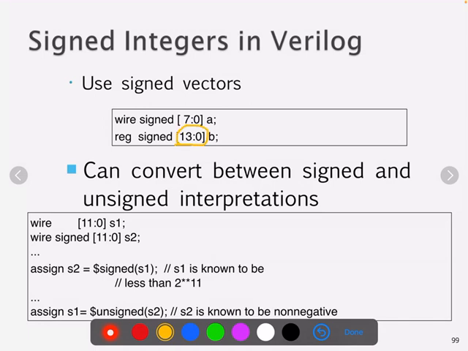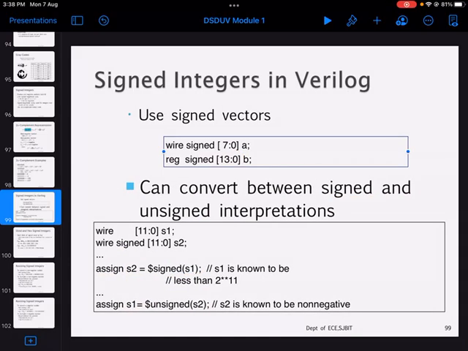It is possible for us to convert between signed and unsigned interpretations. In the previous slide what we have seen is unsigned integers. Here it is signed integers. You can see over here wire signed s2. Similarly, $signed is a system task. So unsigned is also represented over here. Signed and unsigned are the two different representations.